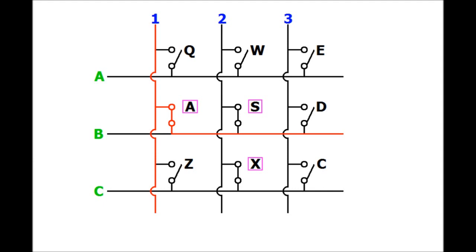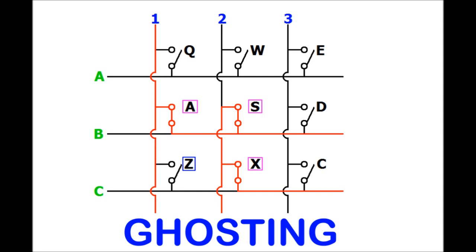However, because switch S is also pressed, the current can make its way through to column 2. And then onto row C via switch X, which is also closed. So the controller also sees coordinate C1, which is the Z key, but that's not being pressed. This phenomenon is called ghosting, keys being detected when they're not actually pressed. But that's pretty bad though, no one would live with that.